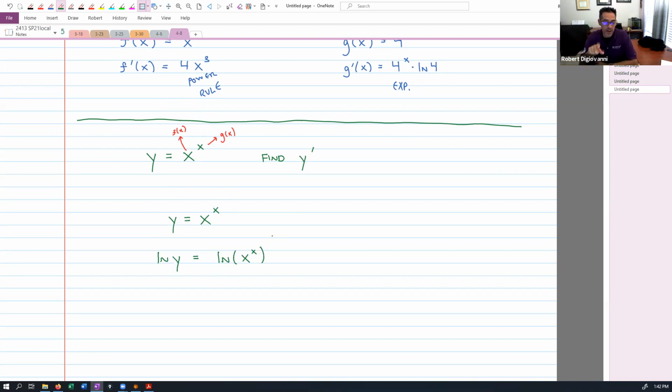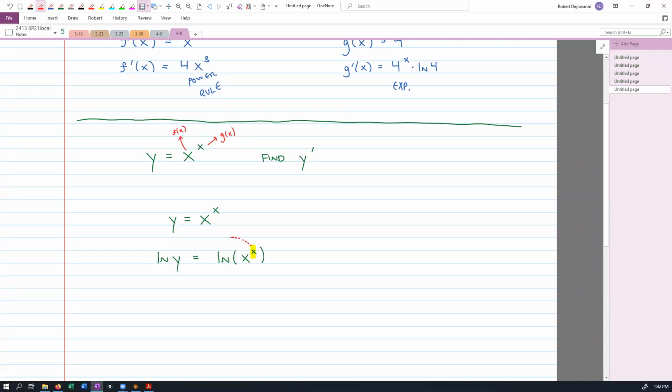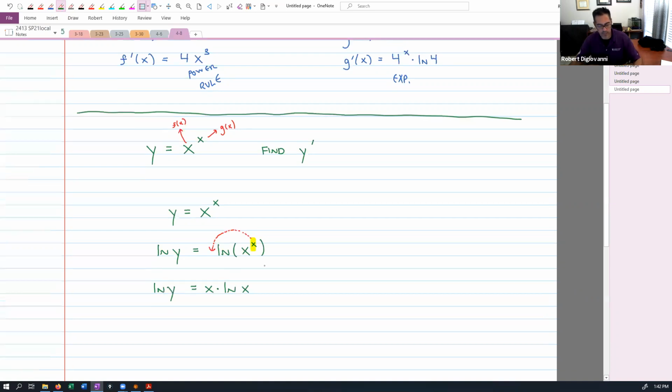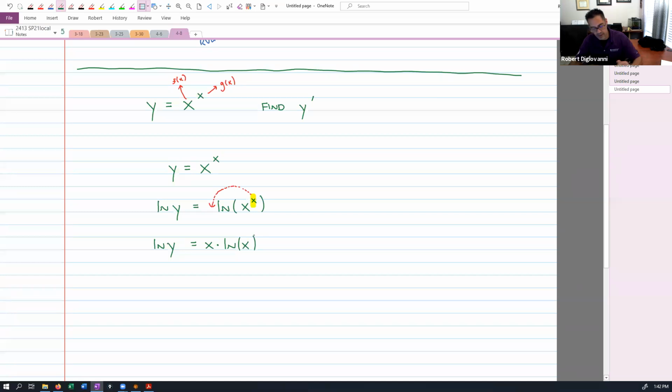Now, the reason why I did that is because there's a property of logs that we've already used that says if you have x to a power, what can you do with that power? You can get that power out front, right? And again, this has nothing to do with derivatives right now. This is purely just algebra. I'm just rewriting the problem. So now it becomes natural log of y equals x times natural log of x. I could put that x in parentheses if you'd like.